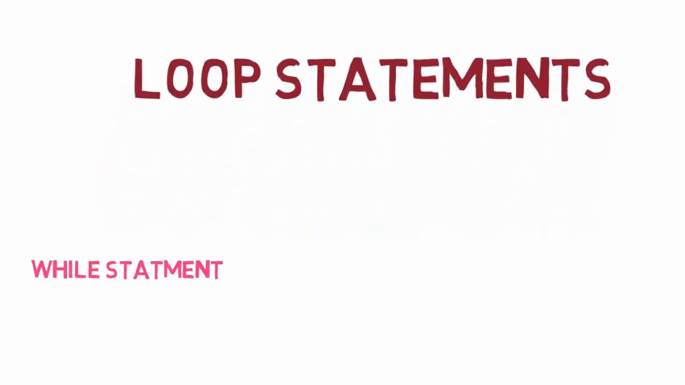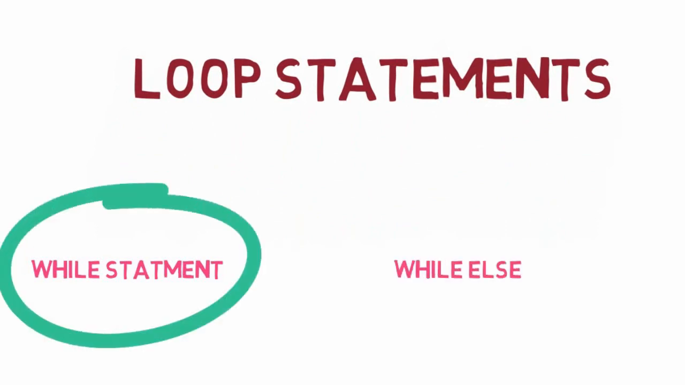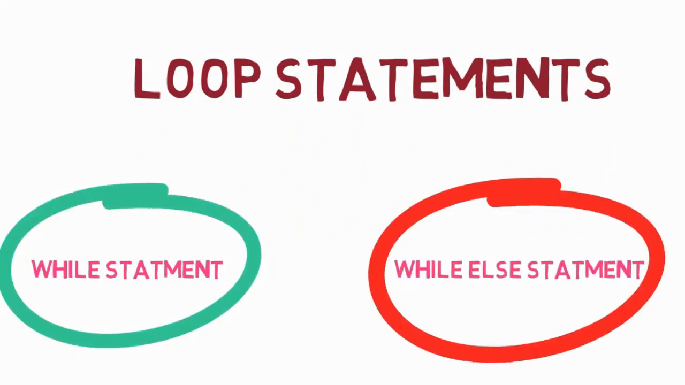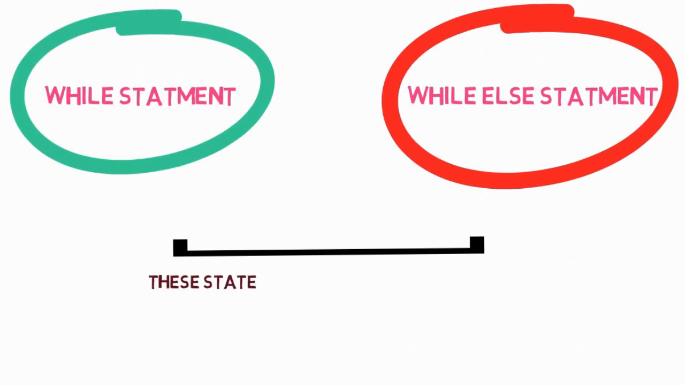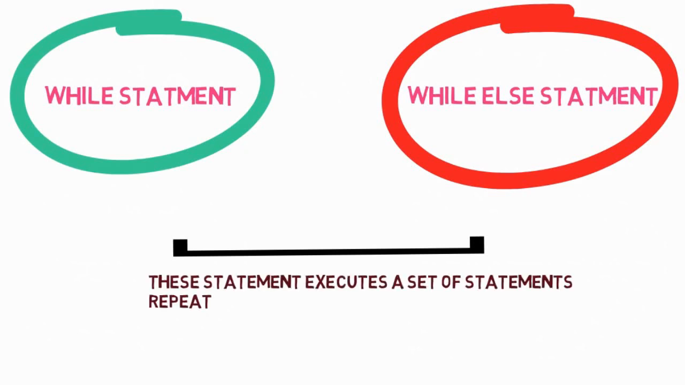Today we are going to see about the loop statement. In loop statement we will see about the while statement and while else statement. So these two statements execute a particular set of code or a block of code repeatedly until the condition is true. Suppose if the condition is false, it will jump out of the while loop.